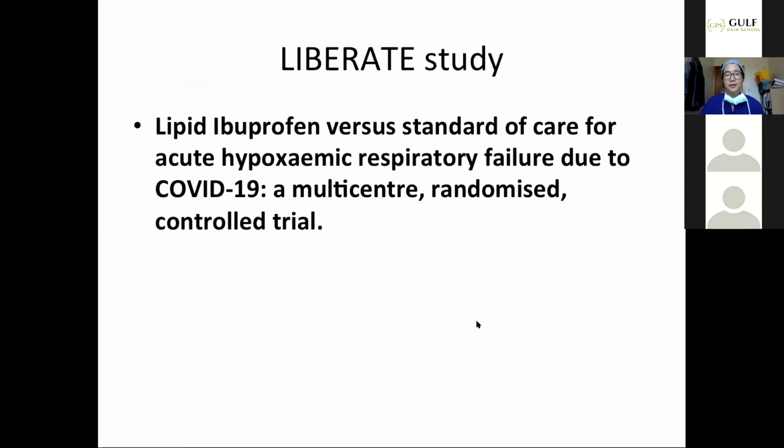But then again, if you look a little bit further, there's a Liberate study which is going to examine ibuprofen versus standard care for respiratory failure due to COVID-19. So non-steroidals aren't entirely dangerous.